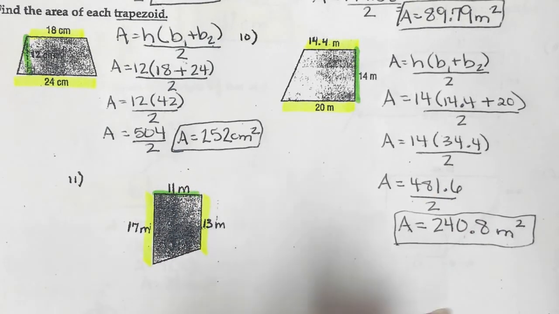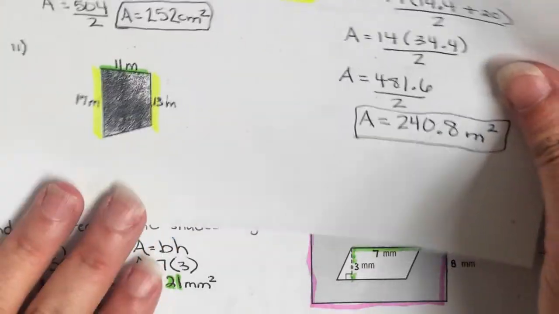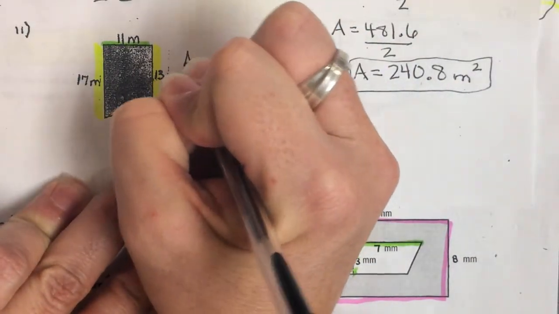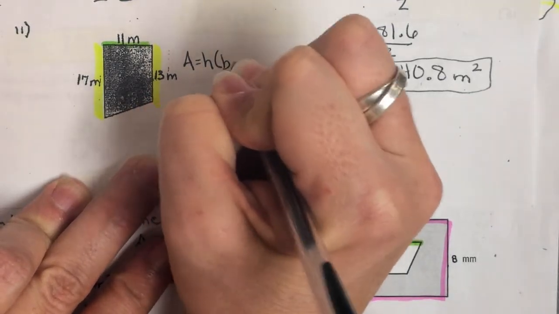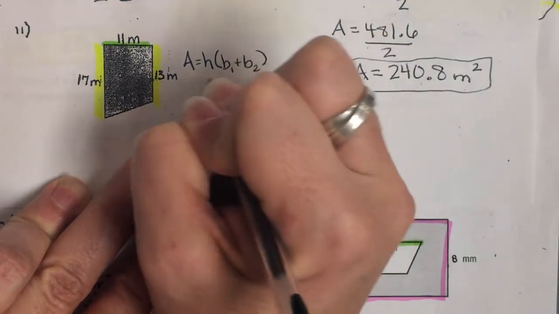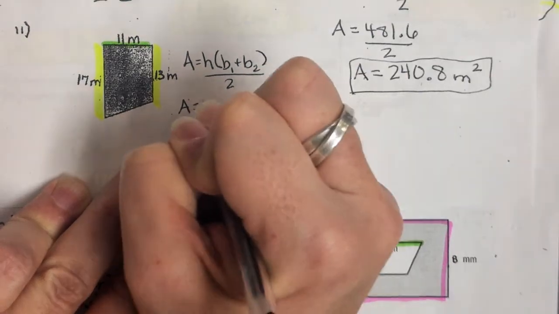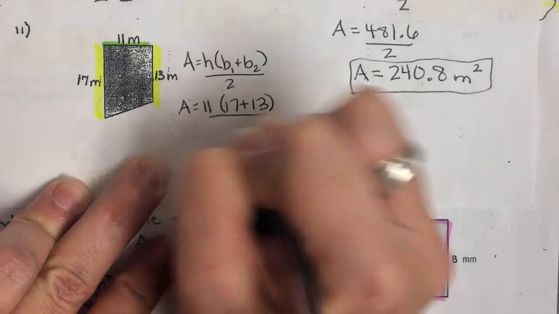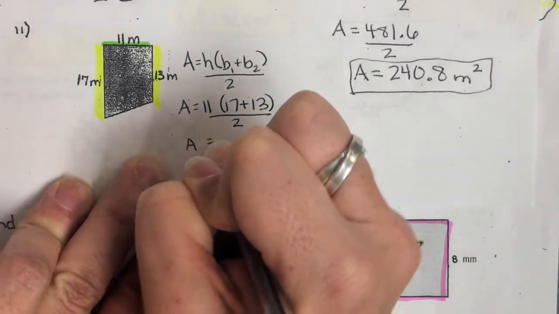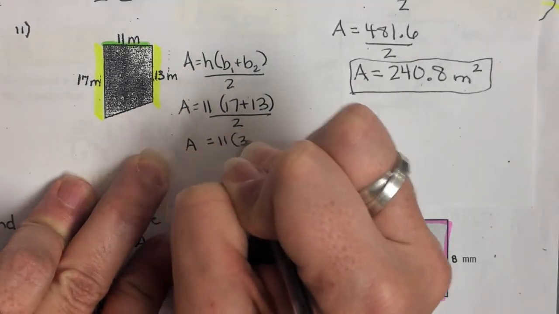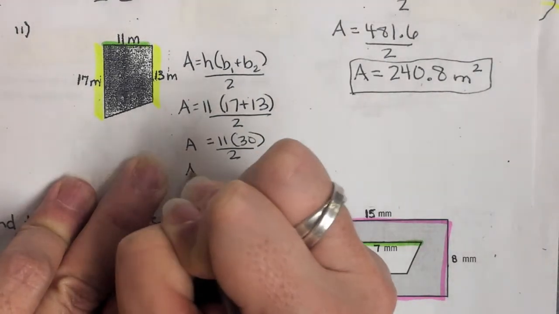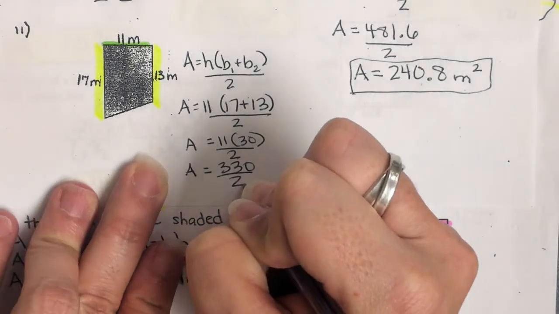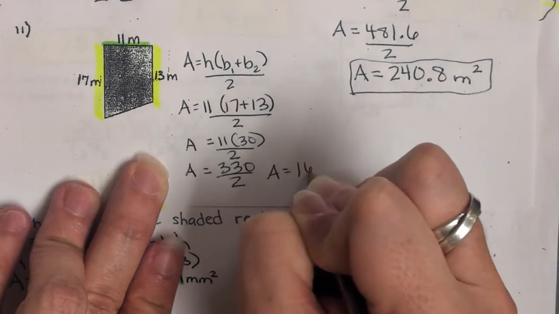Okay, 1 second. Let me do number 11. Number 11, here we go. Guys, we're not out yet. I know you want to be, but give me just a second here. Check this number 11. Okay, 17 plus 13. I got 30. 330 divide by 2. A equals 165.